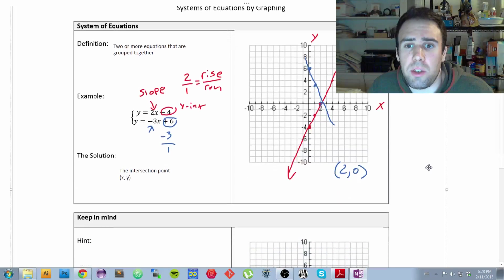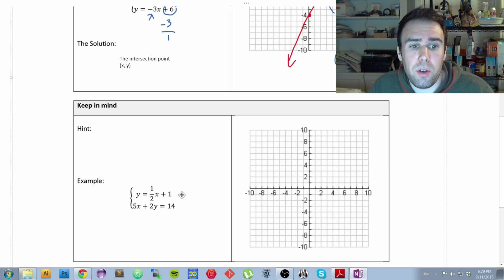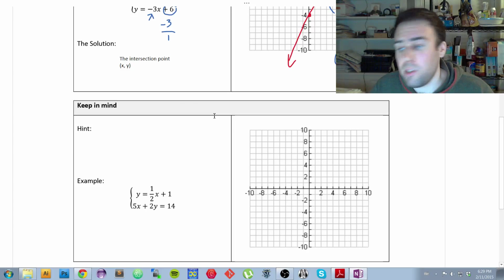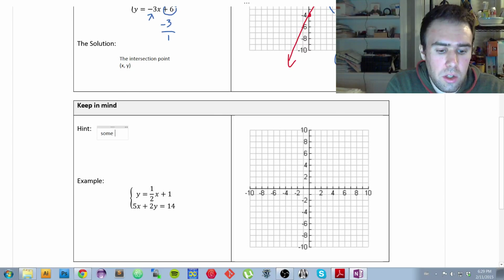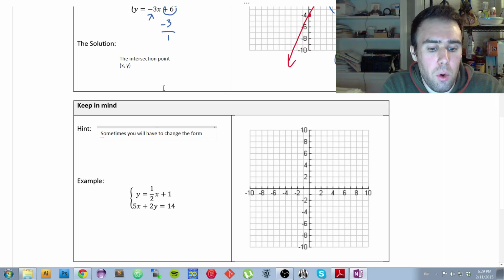So there are some things you have to keep in mind. One thing is that not every system of equations is going to be nice to graph. For instance, here our first equation is in the lovely y equals mx plus b form, but our second equation is not in that form. So the hint is that sometimes you will have to change the form of the equation.